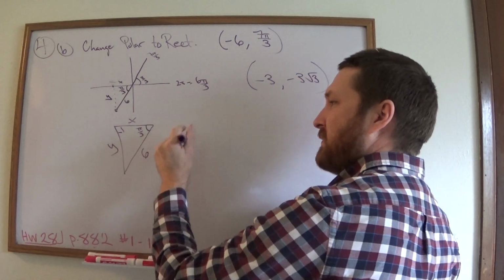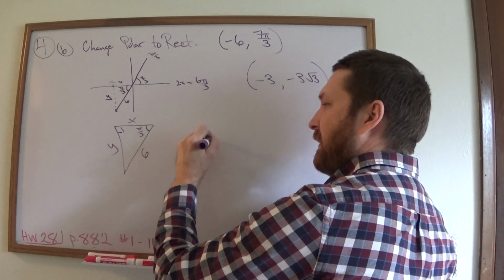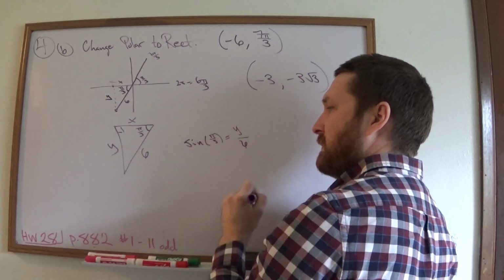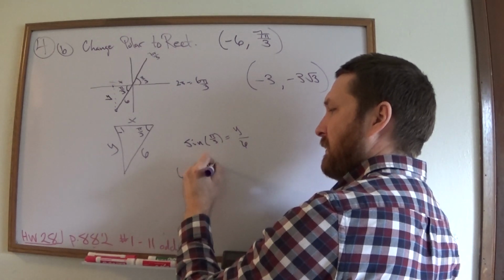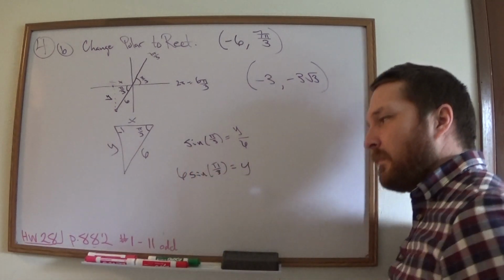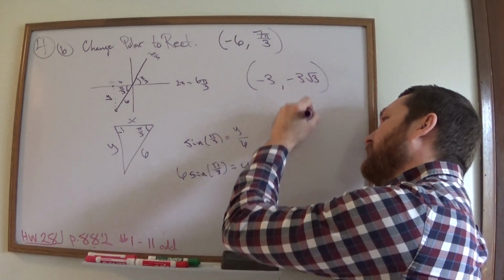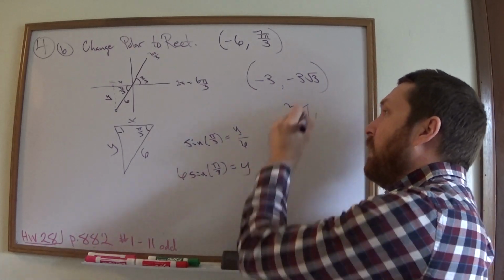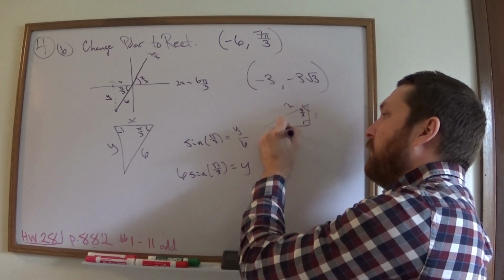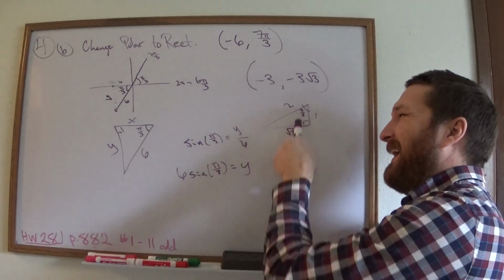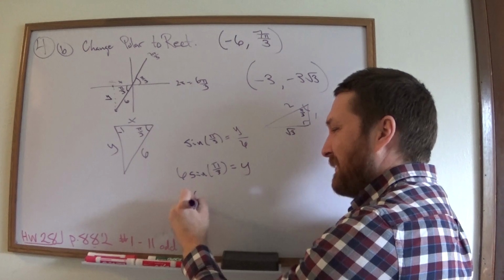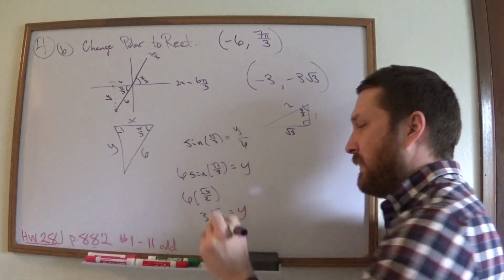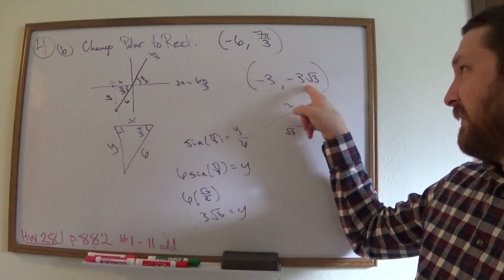If this is 6, then I could say sine of pi over 3 is equal to opposite over hypotenuse, so y over 6, meaning that 6 sine pi over 3 is y. Sine pi over 3 is root 3 over 2. So 3 root 3 equals y. But we know it's negative, so we get that guy.